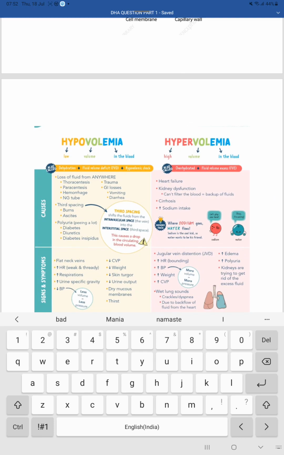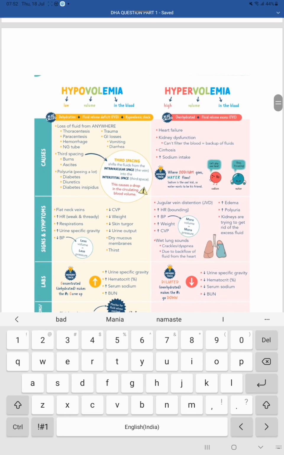What are the reasons for getting hypervolemia? Heart failure, kidney dysfunction, cirrhosis, and increased sodium intake. These are the reasons for getting an excessive volume of blood in the body. It is also known as overhydration or fluid volume excess. Too much volume is there in the blood vessel.